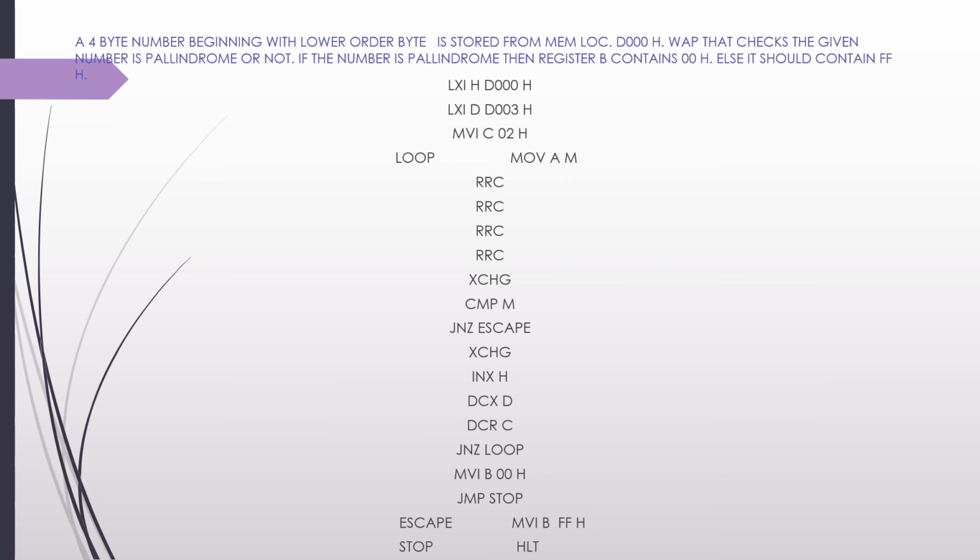So if the contents are a palindrome, then B is taking 00. If not, then B is taking FFH. Okay, so that is the palindrome property of a number.